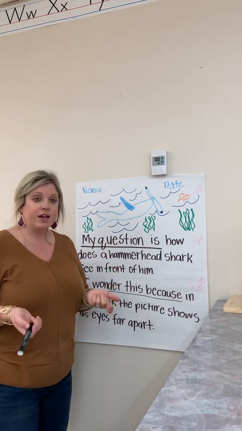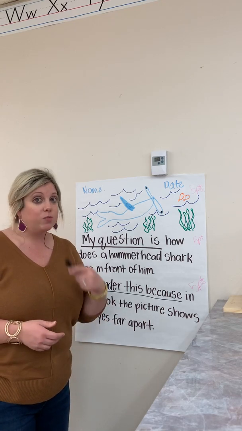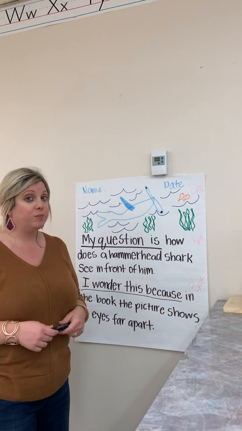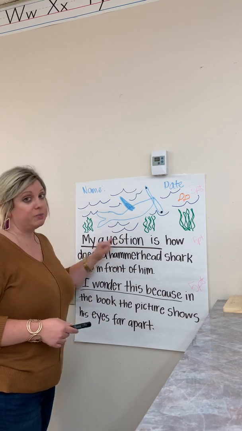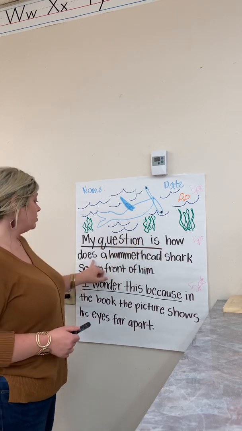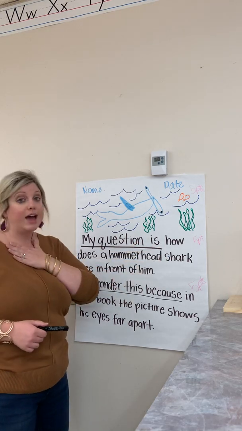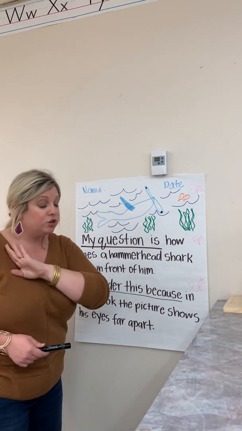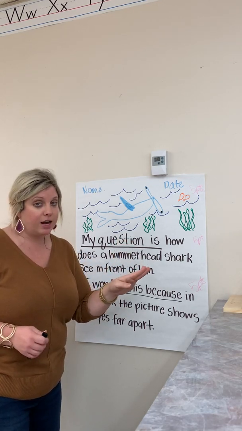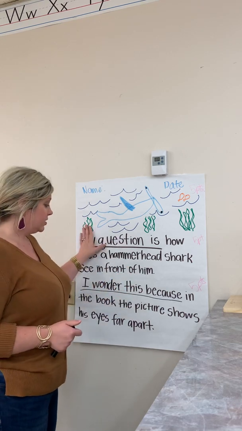So after you find an animal that you're really interested in and that you really like, I want you to think of a question that you might have about it. And I want you to put it to paper, okay? So my question is, how does a hammerhead shark see in front of him? That was Miss Borel's question. Your question can be about a totally different animal, or it can be about a shark again too. That's where I went with that.